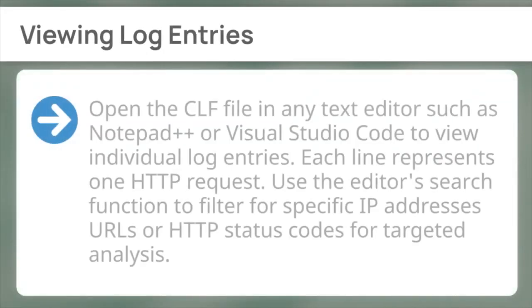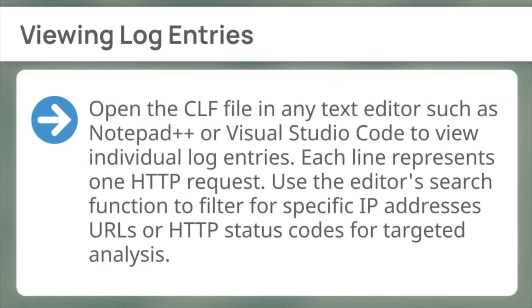First, viewing log entries. Open the CLF file in any text editor such as Notepad++ or Visual Studio Code to view individual log entries. Each line represents one HTTP request. Use the editor's search function to filter for specific IP addresses, URLs, or HTTP status codes for targeted analysis.